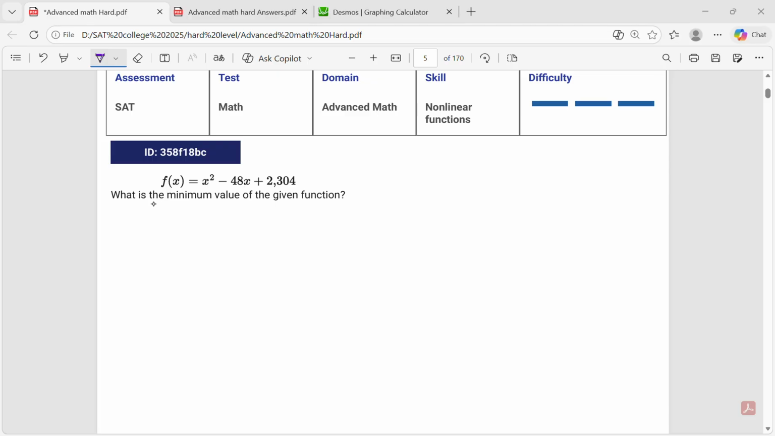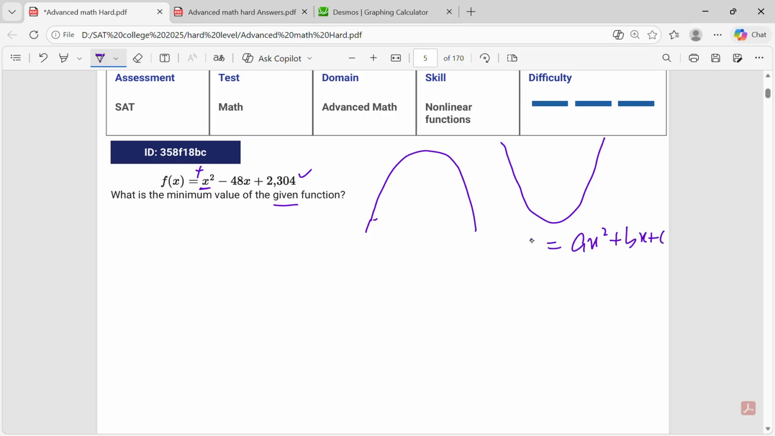Okay, let's do this question. It says, what is the minimum value of the given function? Whenever there is a minimum or maximum value about a quadratic function, since a quadratic is a parabola, a minimum value means it will open upward and a maximum value means it will open downward. When the coefficient of x squared is positive, it will open upward. Here, ax squared plus bx plus c is the standard form of a quadratic equation. So when a is positive, it will look like this, and when a is negative, it will open downward.